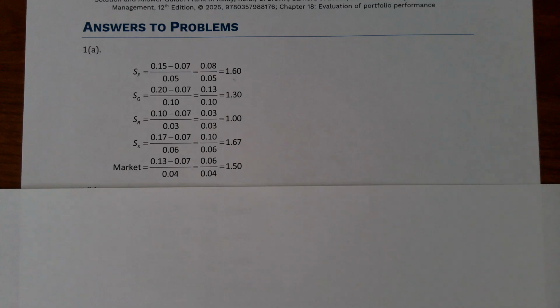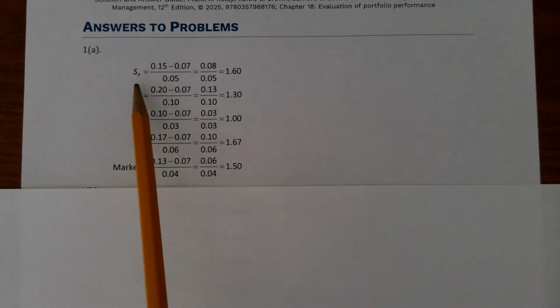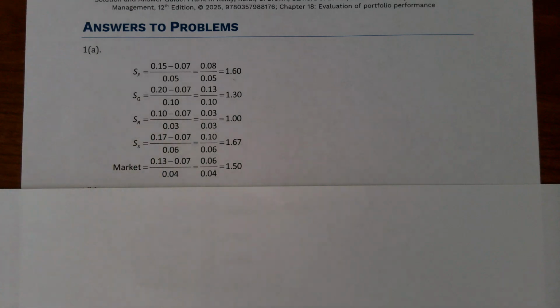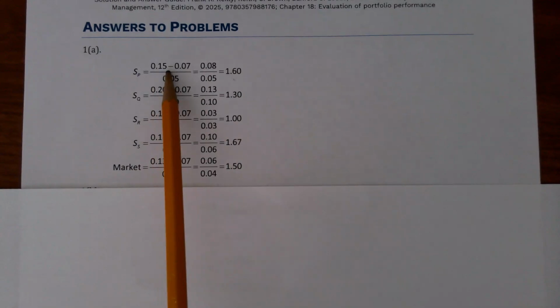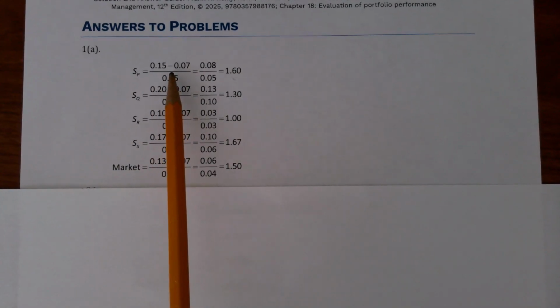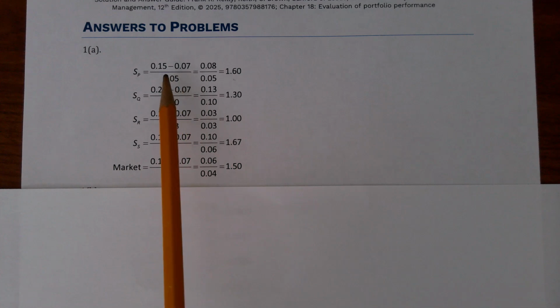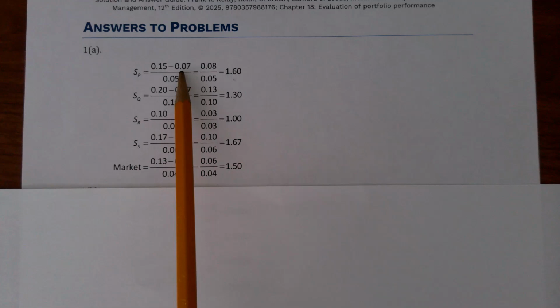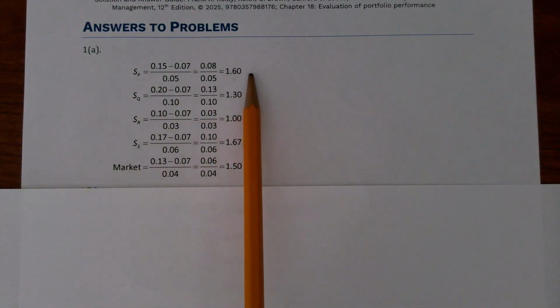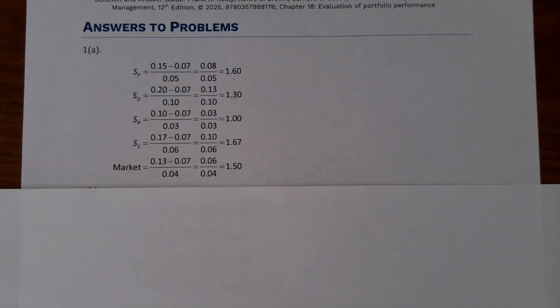All right, so you can see right here on the screen, we have the Sharpe ratios computed for all of the portfolios, P, Q, R, S, and then M, the market. You could write S sub M here. So you take the average return minus the average treasury bill rate during the time period. In the textbook, right above the table, they hand you RFR is 0.07. So we plug and chug, and we get the Sharpe ratios for all 5 portfolios, including the market portfolio.